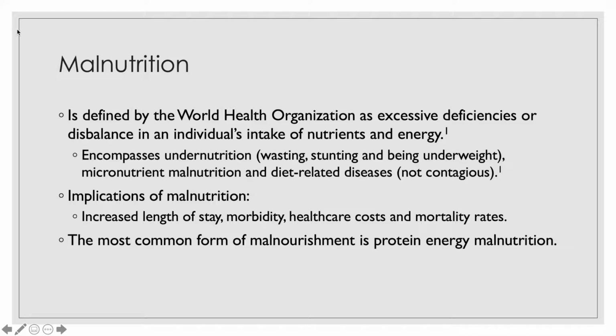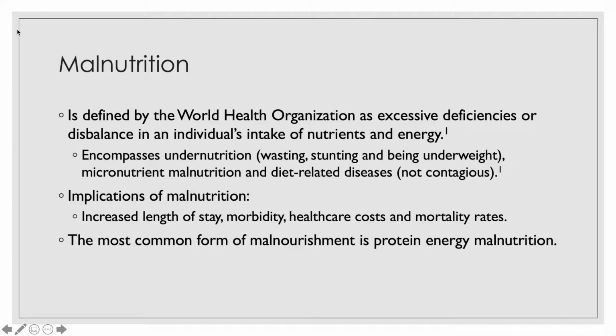So, malnutrition is defined by the World Health Organization as excesses, deficiencies, or imbalance in an individual's intake of nutrients and energy. In general, this is an umbrella term that encompasses undernutrition, such as wasting, stunting, and being underweight, as well as micronutrient malnutrition, important vitamins and minerals, and diet-related noncommunicable diseases, such as obesity, cardiovascular disease, and being overweight. All of that is encompassed under the umbrella term of malnutrition.